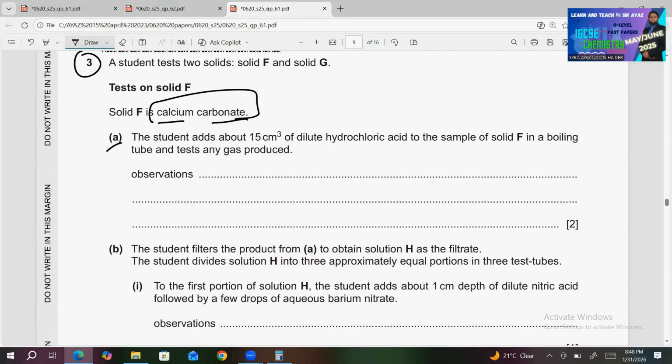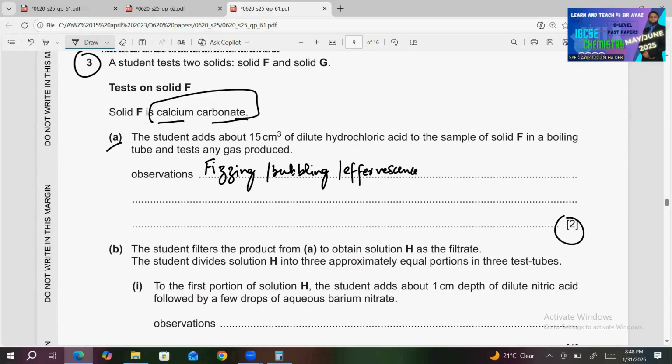The student adds about 15 cm³ of dilute hydrochloric acid to the sample of solid F in a boiling tube and tests any gas produced. This is of 2 marks. So definitely the carbonate ion is there. It will react with the hydrochloric acid, producing effervescence, bubbling. So you write fizzing, bubbling, or effervescence.